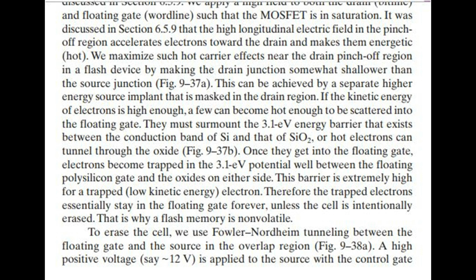Once they get into the floating gate, electrons become trapped in the 3.1 electron volt potential well between the floating polysilicon gate and the oxides on either side. This barrier is extremely high for a trapped, low kinetic energy electron. Therefore the trapped electrons essentially stay in the floating gate forever, unless the cell is intentionally erased. That is why a flash memory is non-volatile.